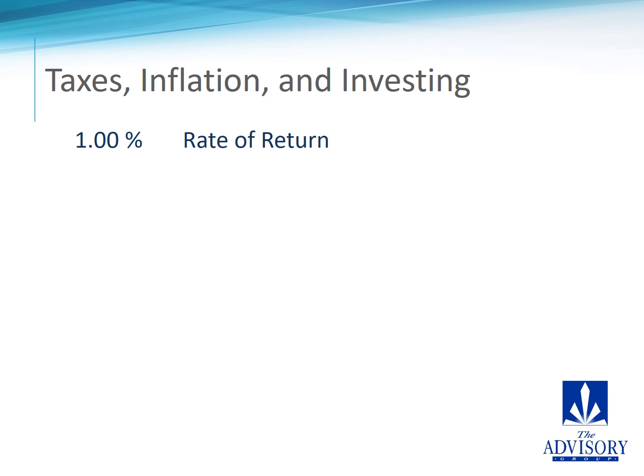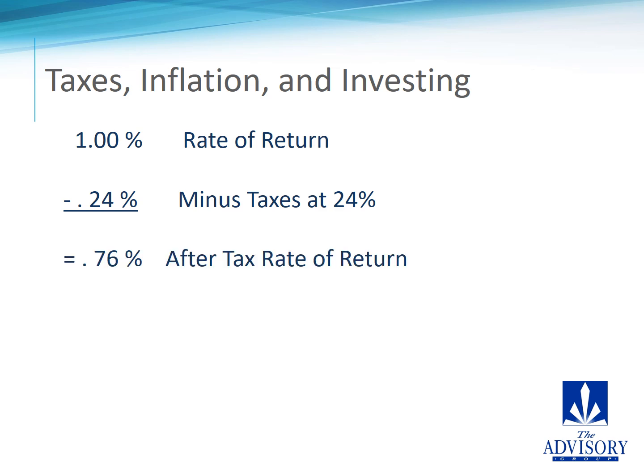You still have to pay taxes on that 1%, as small as it is. So we're going to use the 24% bracket to take away from that 1% of earnings, leaving you with 0.76% as your after-tax rate of return. That is our first calculation.